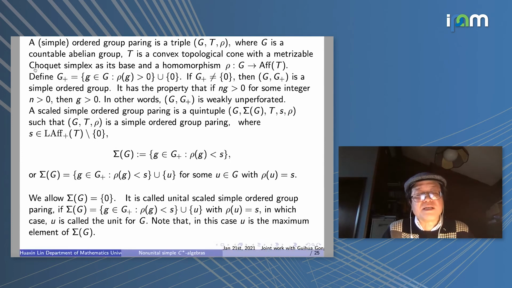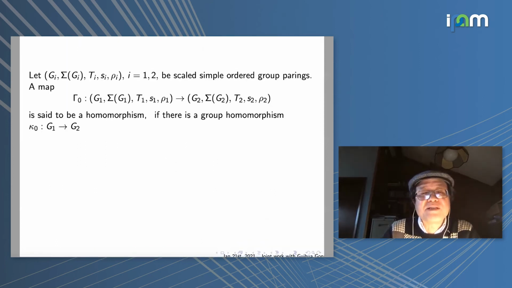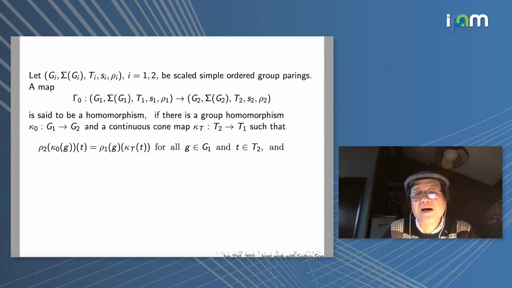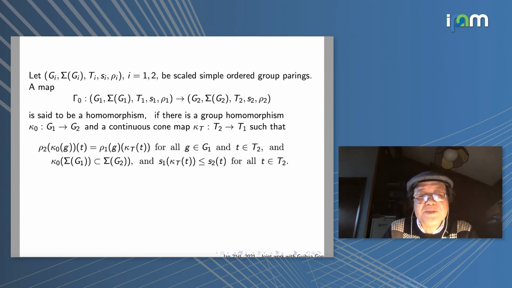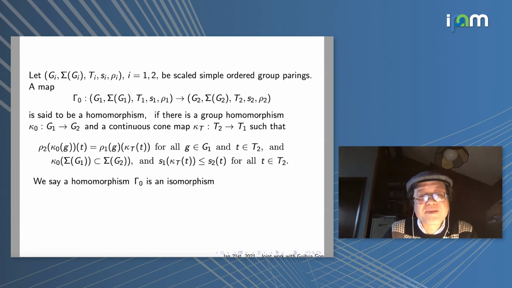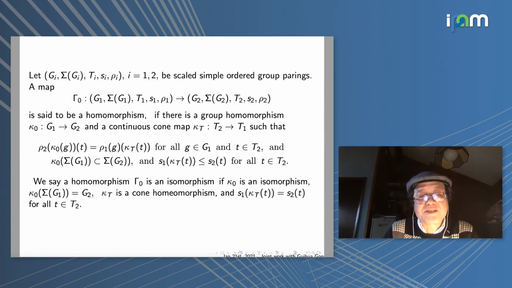Okay, so this is our invariant. The Elliott invariant is a simple ordered group pairing together with another countable abelian group. Let me quickly move to this slide. It simply means what a homomorphism among our pairings is. Then you need all the maps to be compatible, so there is a commutative diagram. And isomorphism, of course, means the groups are isomorphic and the cones are homeomorphic.